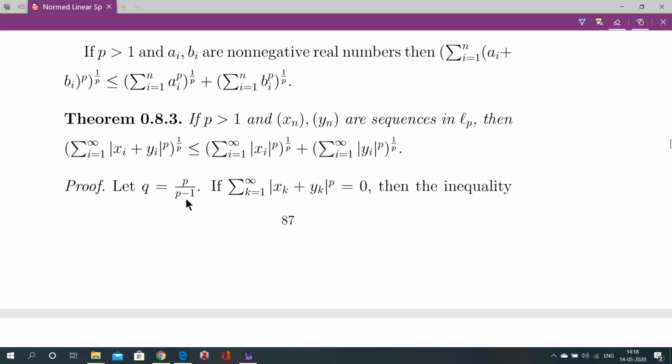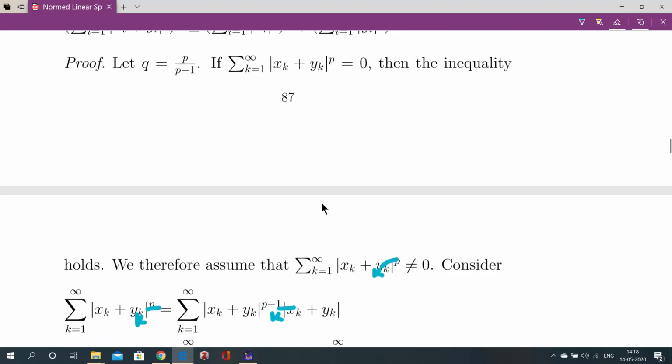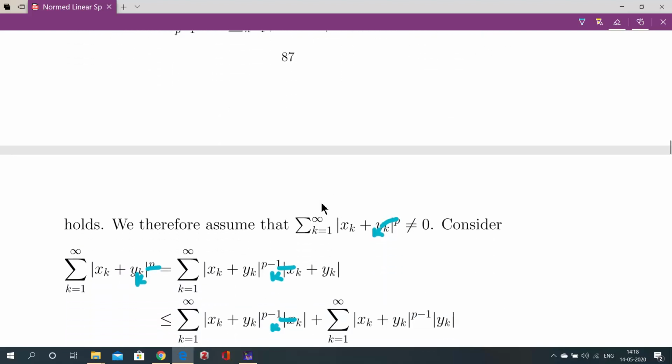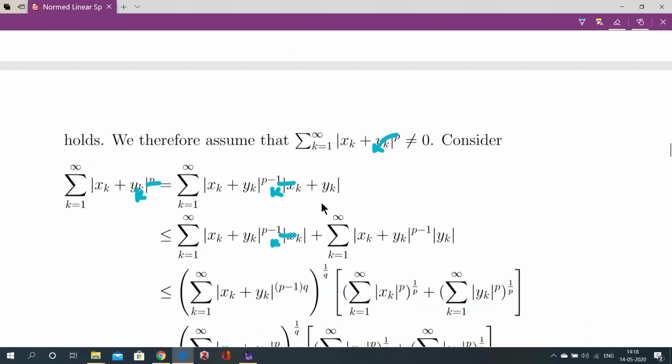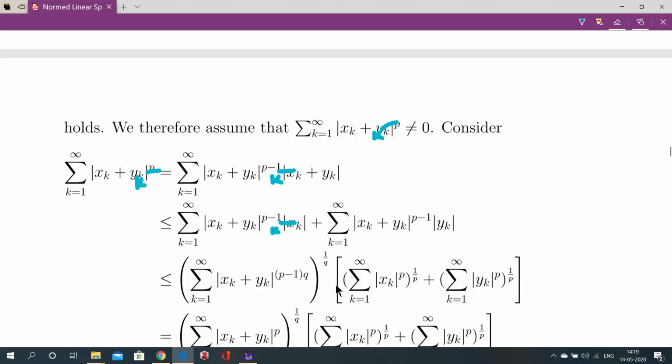So let q be equal to p over p minus 1. If the summation of modulus of xk plus yk power p is equal to 0, then the inequality holds trivially. We therefore assume that the summation of modulus of xk plus yk power p is not equal to 0.